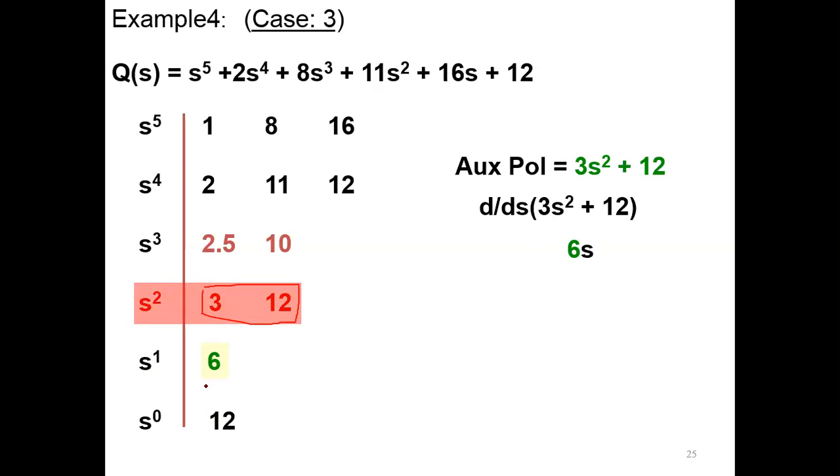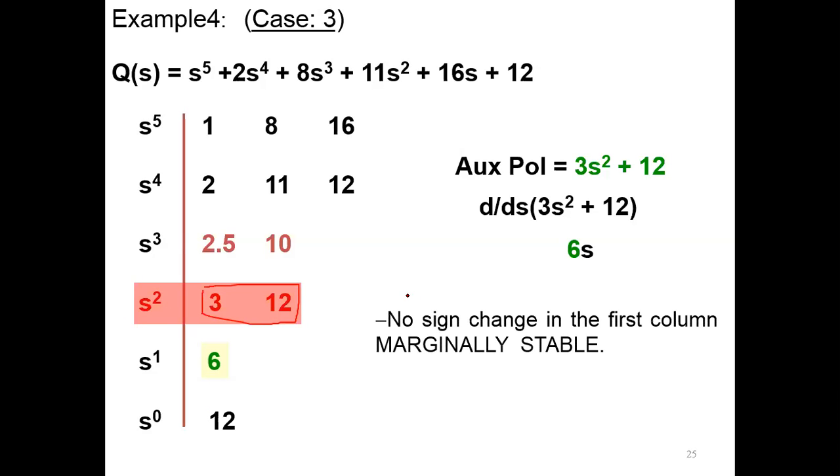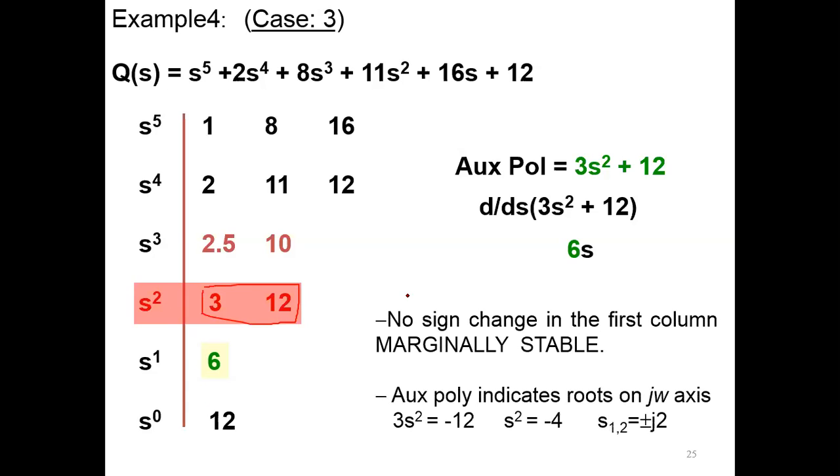Again no sign change in the first column. So due to this even polynomial, we have 2 poles on the imaginary axis, and the remaining 3 poles will be on the left half plane, and no pole on the right half plane. The auxiliary polynomial indicates the roots on the j omega axis.